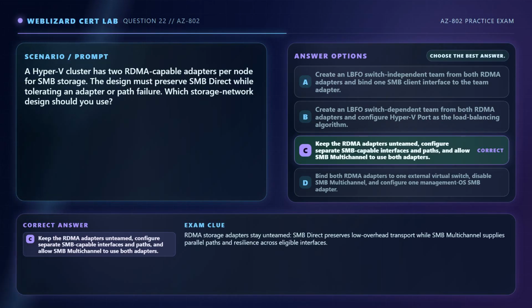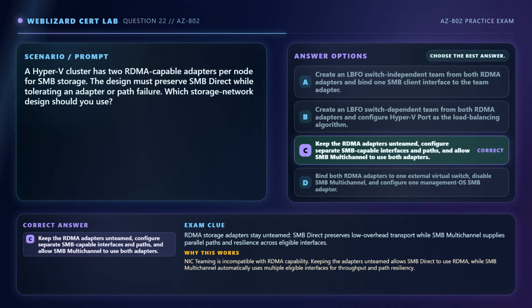The correct answer is C. Keep the RDMA adapters unteamed, configure separate SMB-capable interfaces and paths, and allow SMB multi-channel to use both adapters. NIC teaming is incompatible with RDMA capability. Keeping the adapters unteamed allows SMB Direct to use RDMA, while SMB multi-channel automatically uses multiple eligible interfaces for throughput and path resiliency. RDMA storage adapters stay unteamed. SMB Direct preserves low overhead transport, while SMB multi-channel supplies parallel paths and resilience across eligible interfaces.